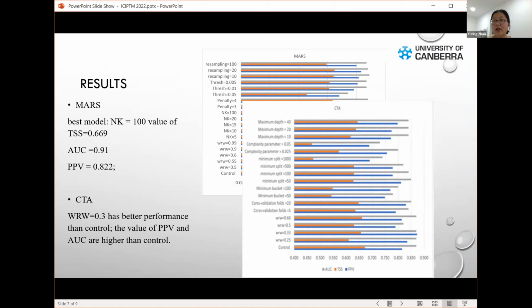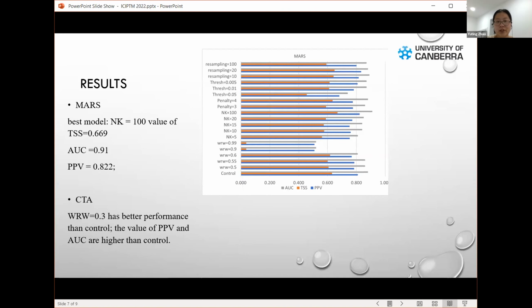Here are two examples from my thorny devil distribution models. The one is for the MRS, where I prepared the AUC, TSS, and PPV values. When I use the default values to generate the model, I call it the control model. Compared with the control model, it is easy to see that when I modify the configuration settings, the performance may be improved, but sometimes not. The best model I found is when I set the configuration NK as 100, where the values of TSS, AUC and PPV become the highest among all the other models.